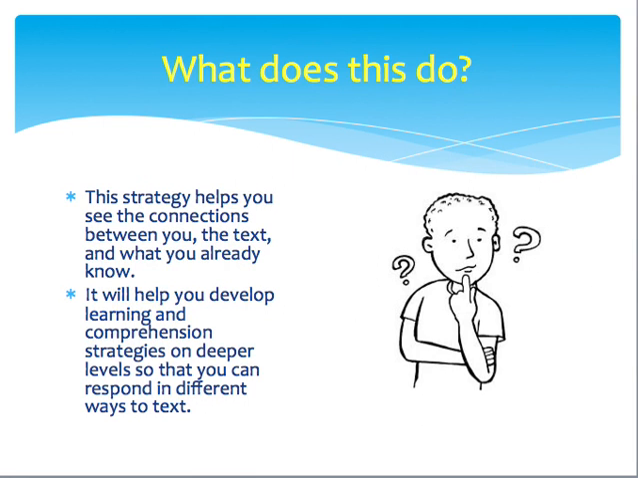So why do we use this particular strategy? What does it do? This strategy helps you connect and see connections between you, the text that you're reading, and perhaps what you have already read or already know about a particular topic. It will help you develop learning and comprehension strategies on a deeper level so that you can respond in different ways to text, not simply by going into a text, finding an answer, and putting it on a piece of paper.